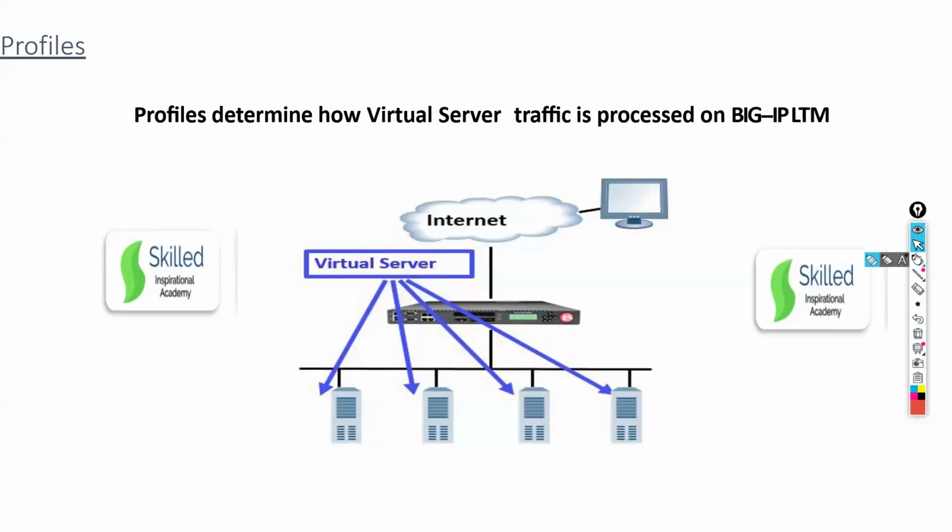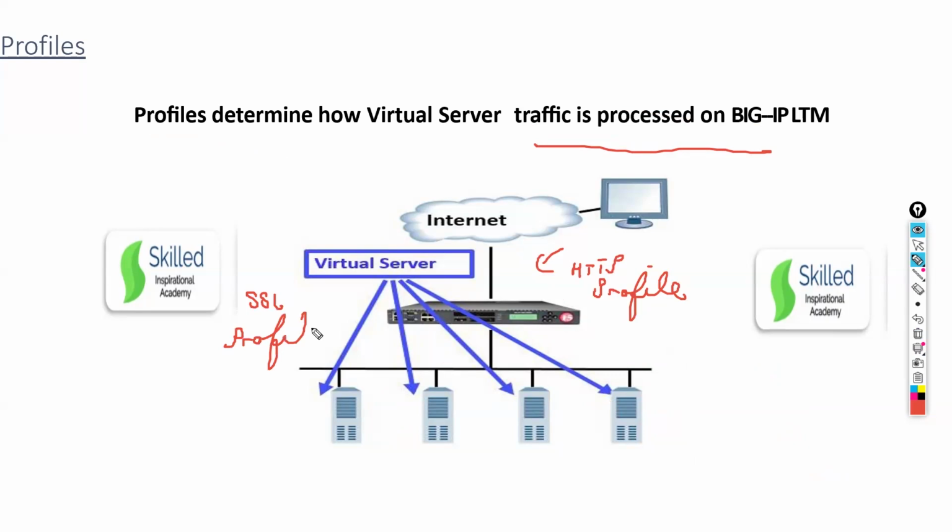So this is the profile definition, which I told you. It will help virtual server traffic to be processed. It will tell how traffic is processed on F5. If it's HTTP, then we need an HTTP profile. If it's HTTPS, then we need an SSL profile. So profiles are always called on the virtual server. This you need to take care of. When I talk about the profile section, it is a collection of settings that define the traffic behavior.